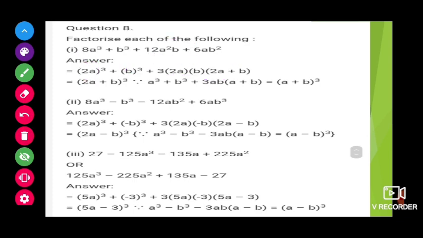Now it is looking like a cube plus b cube plus 3ab into (a plus b). What is the formula? (A plus b) whole cube. So we can write (2a plus b) whole cube. Next, 8a cube minus b cube minus 12ab square plus 6a square b.